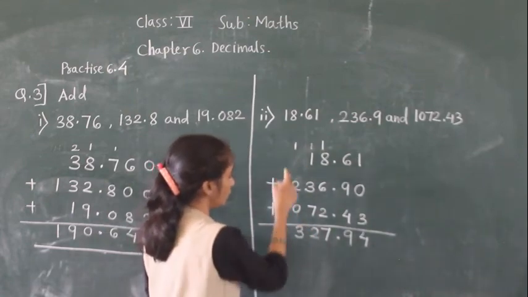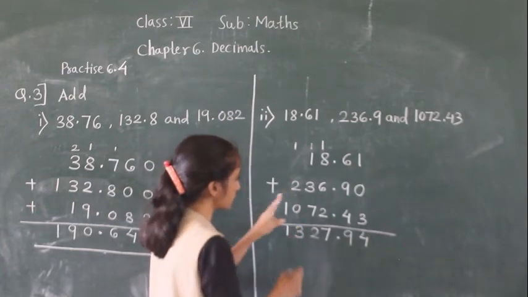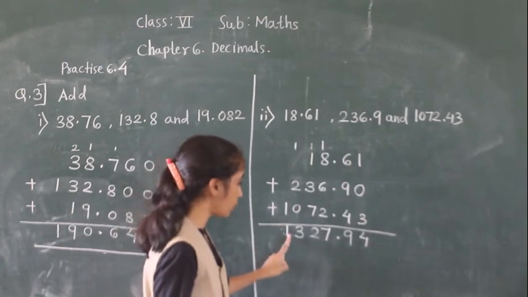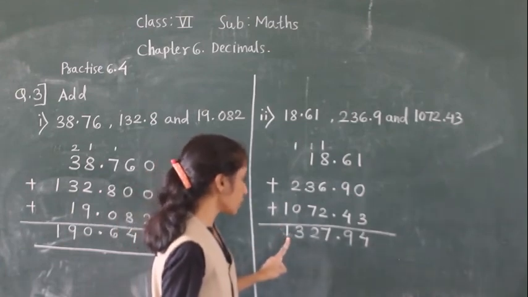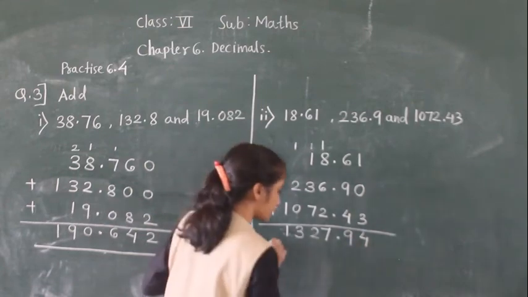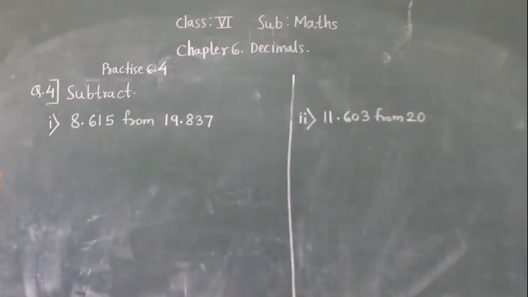Okay. Now here you will come. As this was at 1000's place, here there is no number. So what we have is 1 here. So 1327.94 is the answer.